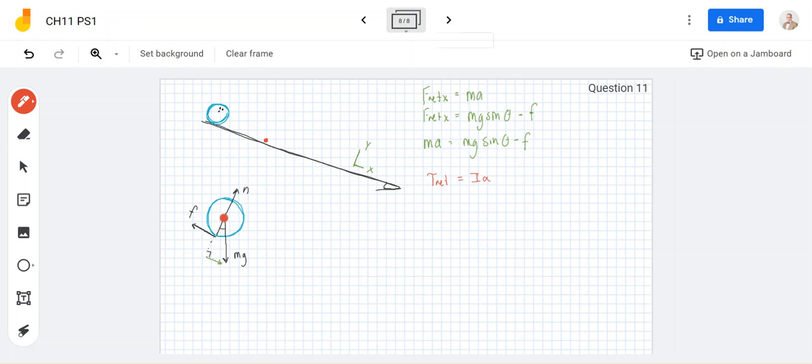Therefore, if I'm using this as my pivot point, the mg can't supply a torque because its radius is 0. The normal force can't supply a torque because its angle is 0. So the friction is the only thing. So the net torque is equal to R cross F. In this case, it's RF, where F is the friction, because my R vector would be there. So RF. Set these equal to each other.